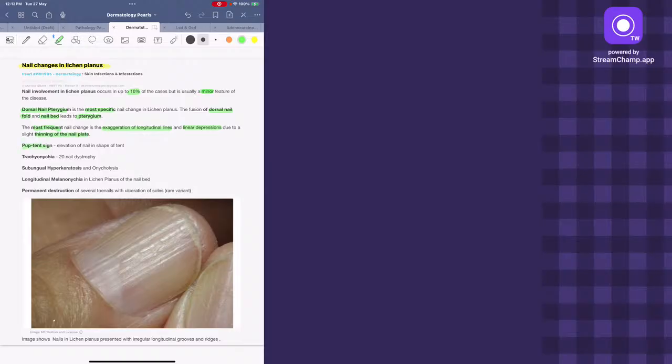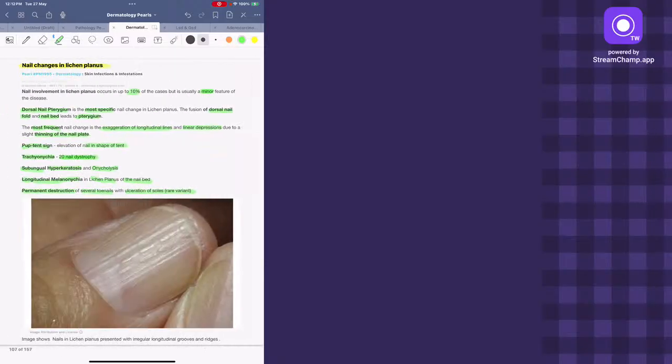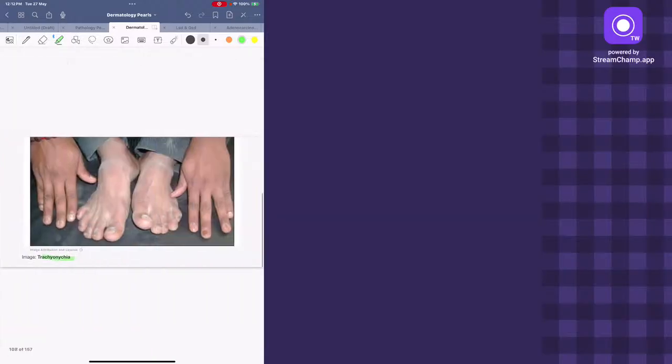Then we have pup tenting, which is elevation of the nail in the shape of a tent. Then we have trachyonychia, 20 nail dystrophy. Then we have subungual hyperkeratosis and onycholysis. Then we have longitudinal melanonychia in lichen planus of the nail bed. Then we have permanent destruction of several toenails with ulceration of the soles. This is a rare variant. This is trachyonychia, presented with irregular longitudinal grooves and ridges. This is the most frequent one, whereas the most specific one is pterygium only.